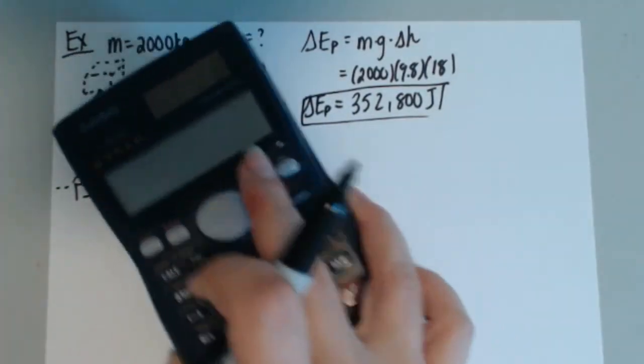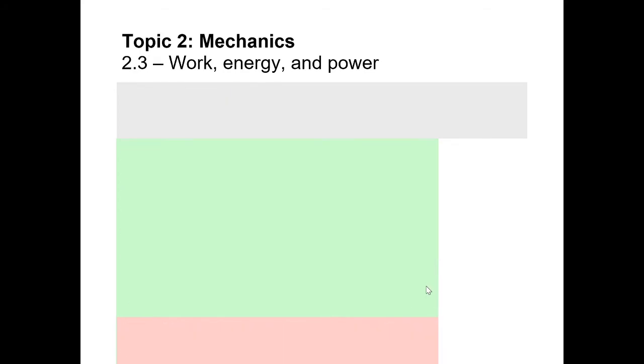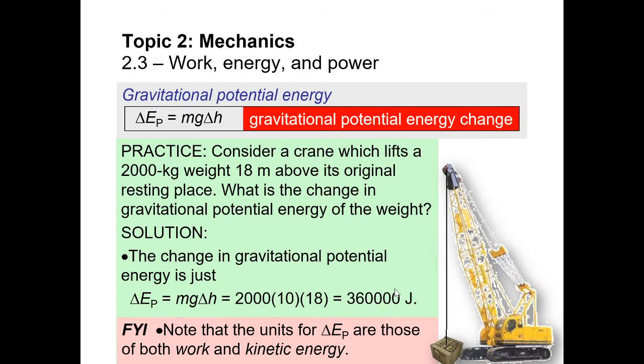So something interesting to point out here is that because the change in potential energy is positive, you automatically know that it gained height. The only way for you to gain potential energy is for you to gain height. Let's go back to the slides. Oh, something to point out, the reason why it's 360,000 here is because they're using 10 instead of 9.81.